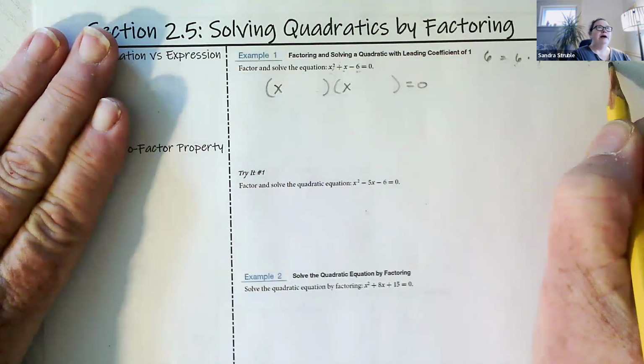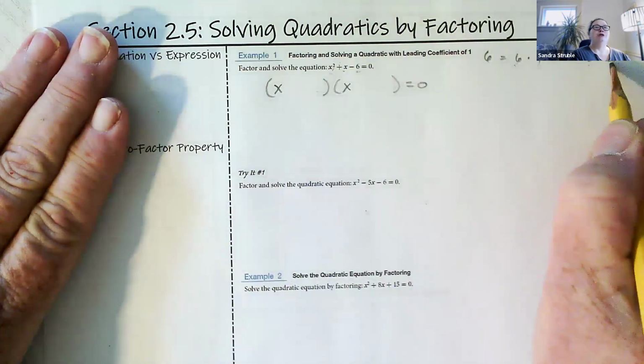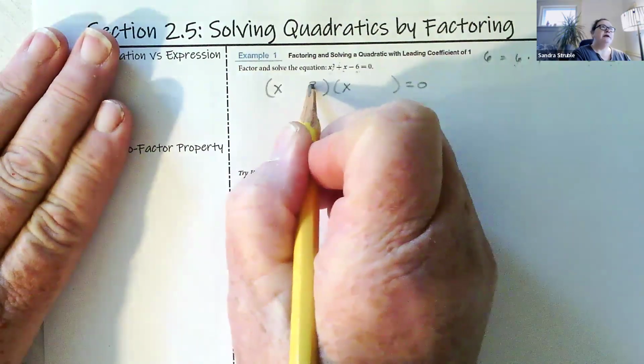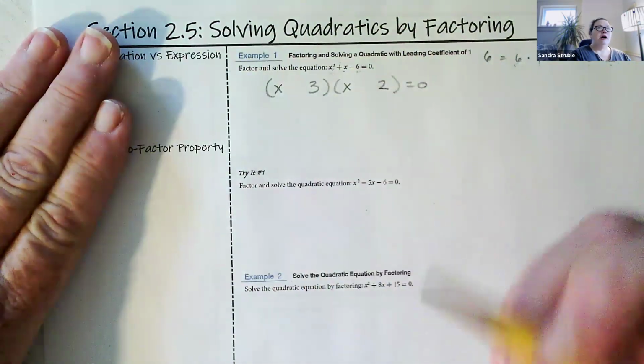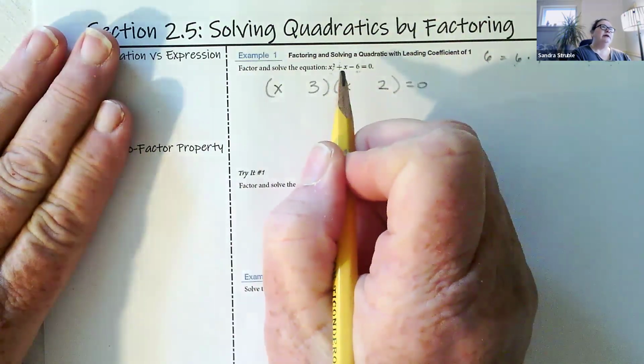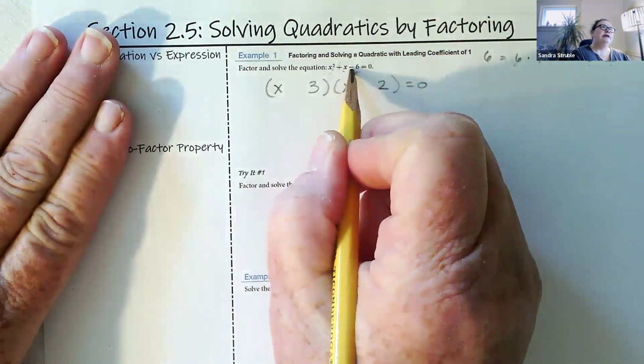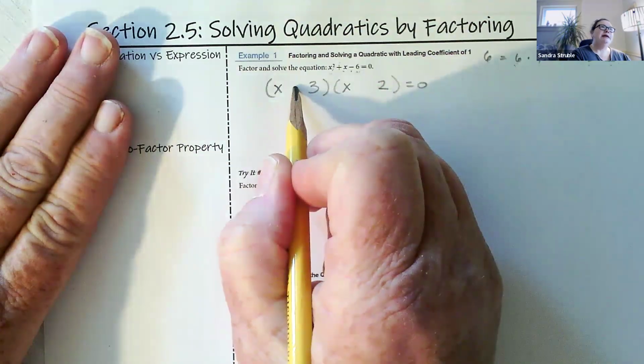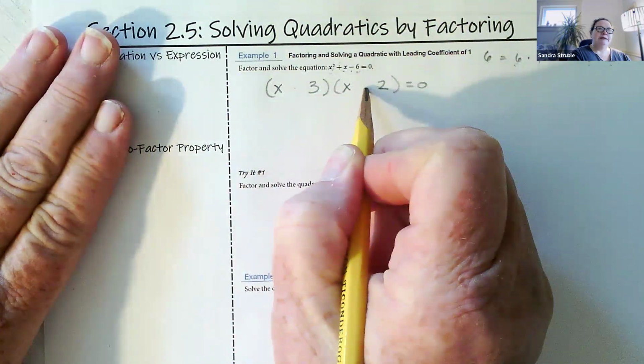3 plus 2 is 5. That's not going to work, but 3 minus 2 is 1. So 3 and 2 are our next terms we're going to use. Finally, we do have a negative sign here. So either the 3 needs to be negative or the 2 needs to be negative.